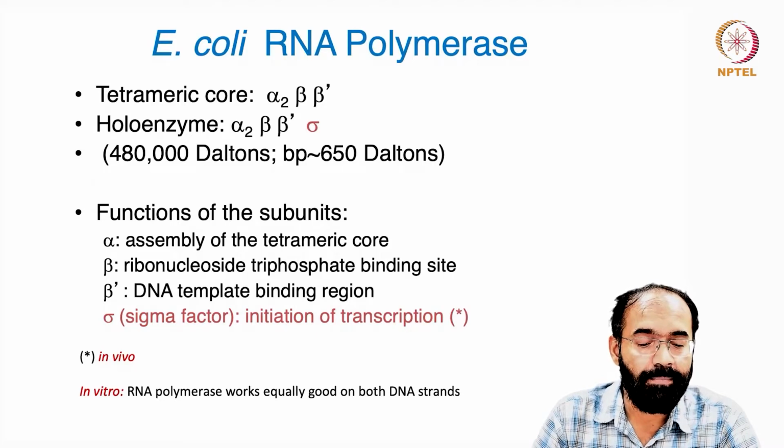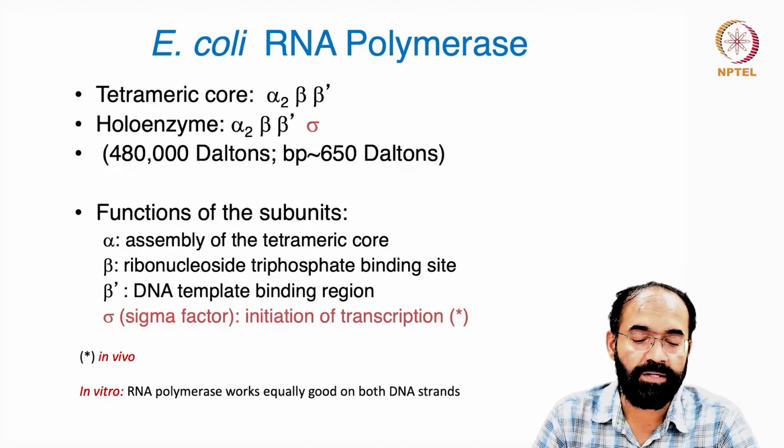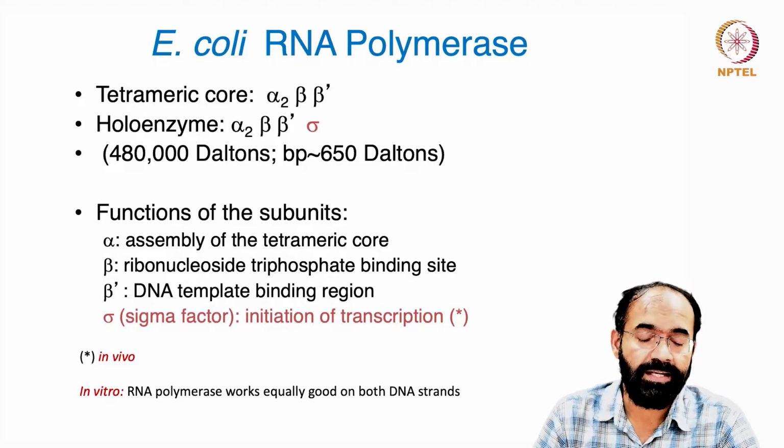And it has a tetrameric core. So the E. coli RNA polymerase contains a tetrameric core. What are they? Two alpha units, alpha and alpha, and one beta and a beta dash. So these 4 protein subunits constitute the tetrameric core of the RNA polymerase in bacteria.